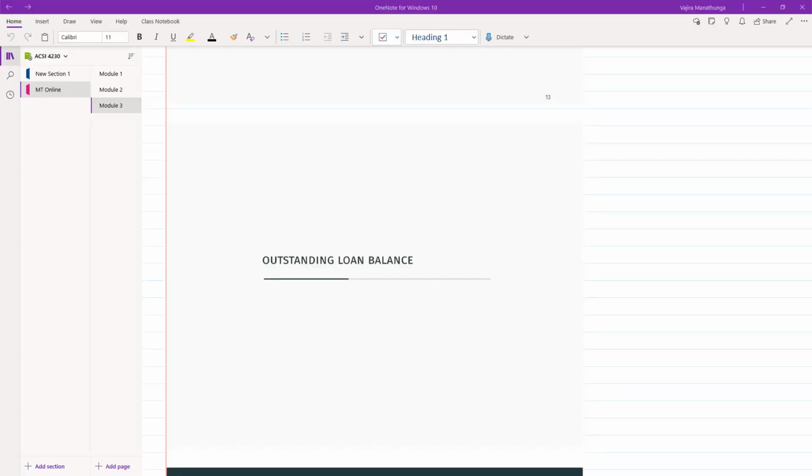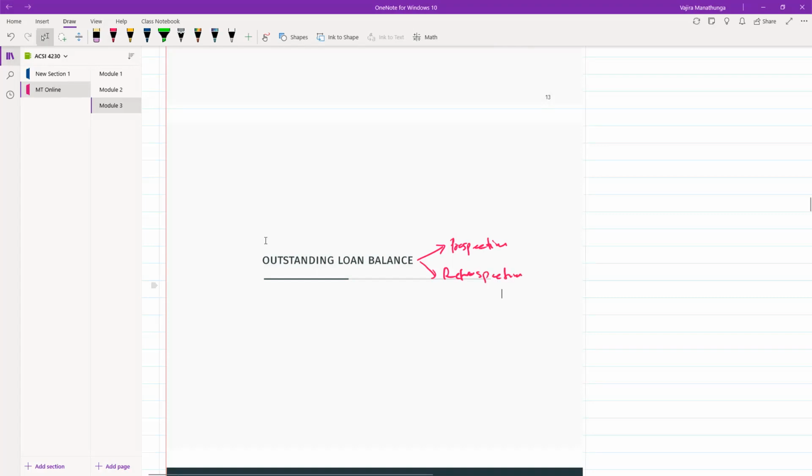Okay, so in this video, we are going to talk about how to calculate outstanding loan balance. We are going to learn about two methods, prospective and retrospective. So basically, we are going to look into the future and then look back to the past. Okay, so we'll learn about the prospective and the retrospective methods regarding outstanding loan balance.